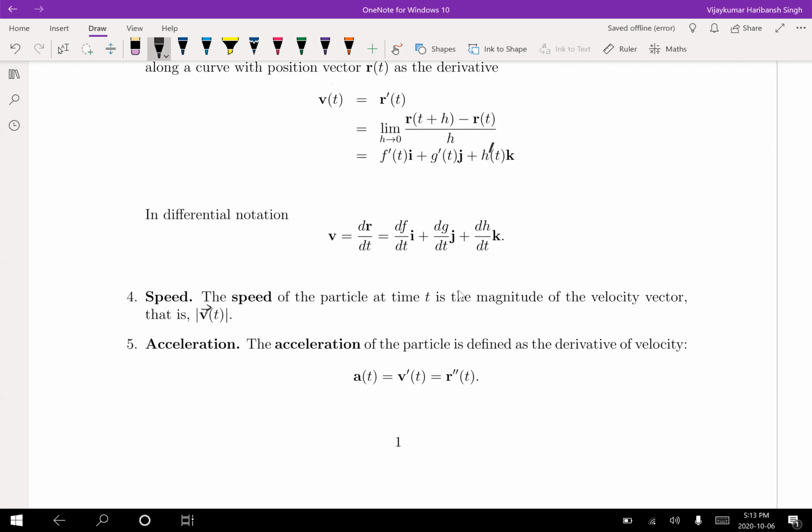Now, what is acceleration? Acceleration is also a vector. Acceleration at time t is given by the derivative of your velocity vector. And if you want to put it in terms of the position vector, it will be the second derivative of the position vector.